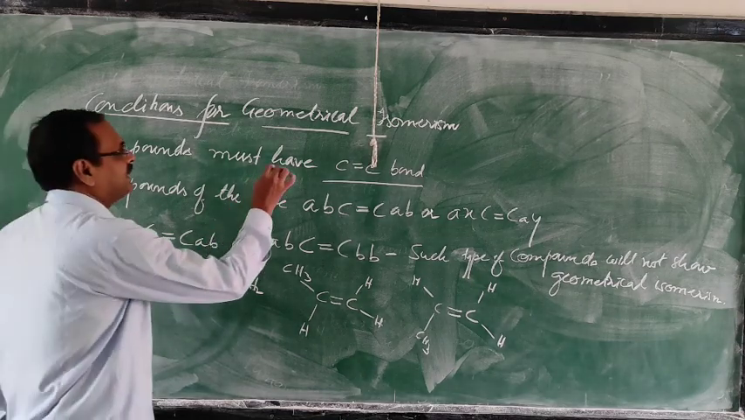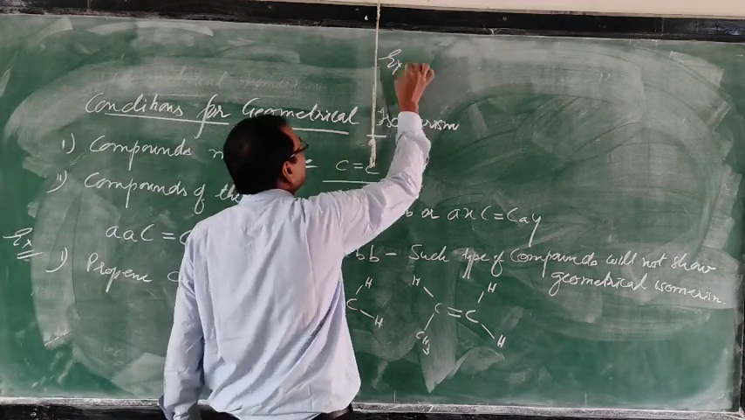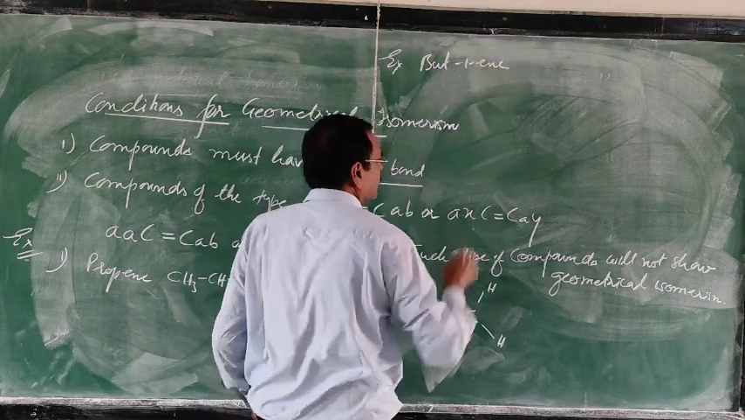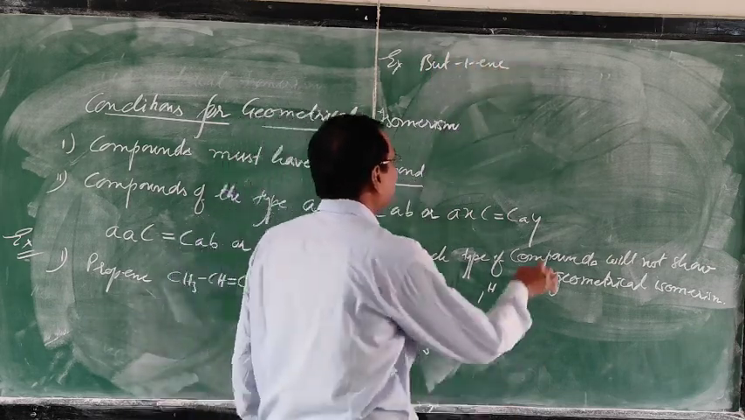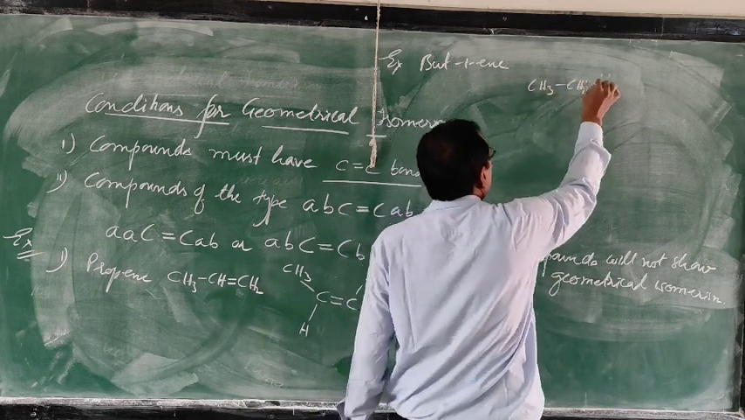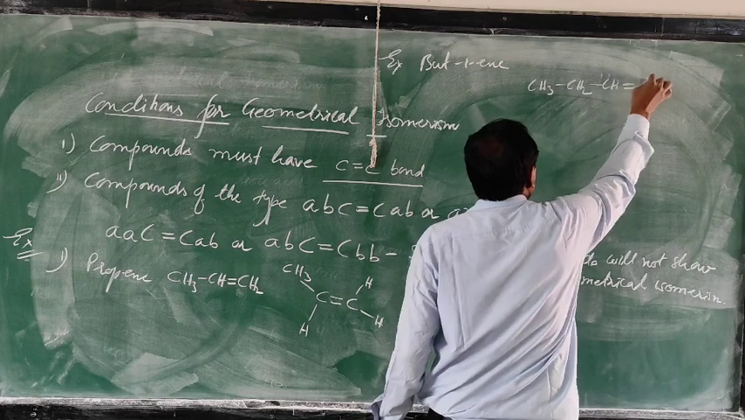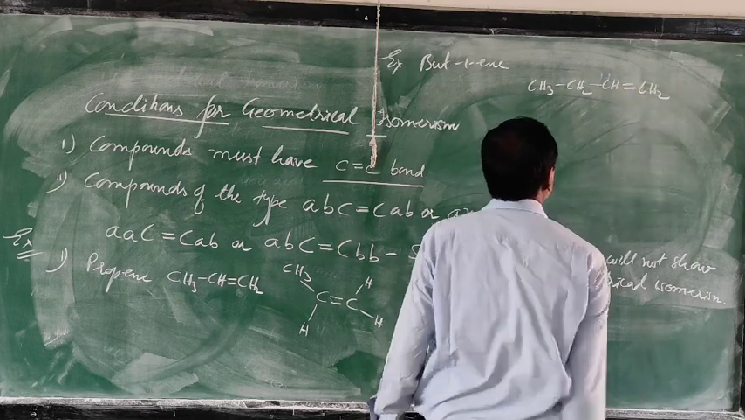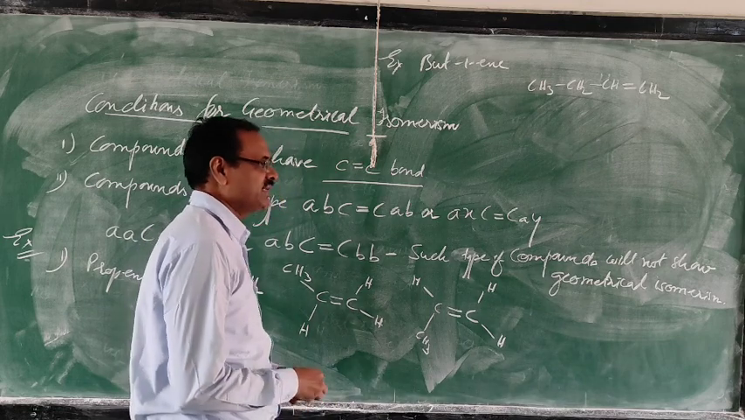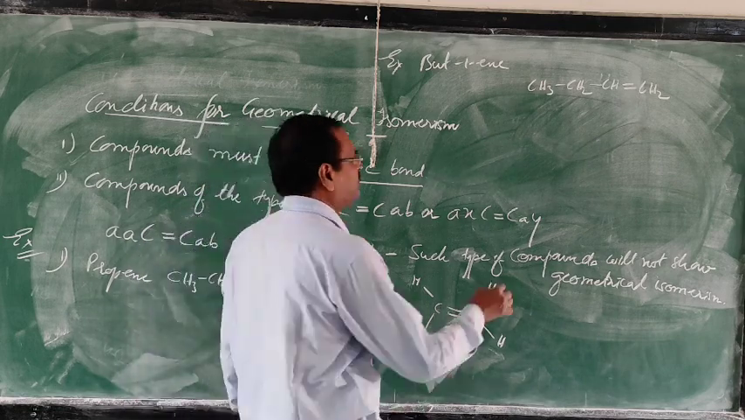Now the second example, but-1-ene. So what is the structure of but-1-ene? This is CH3, CH2, CH double bond CH2. This compound is but-1-ene. Now just to see whether cis-trans isomerism is possible.